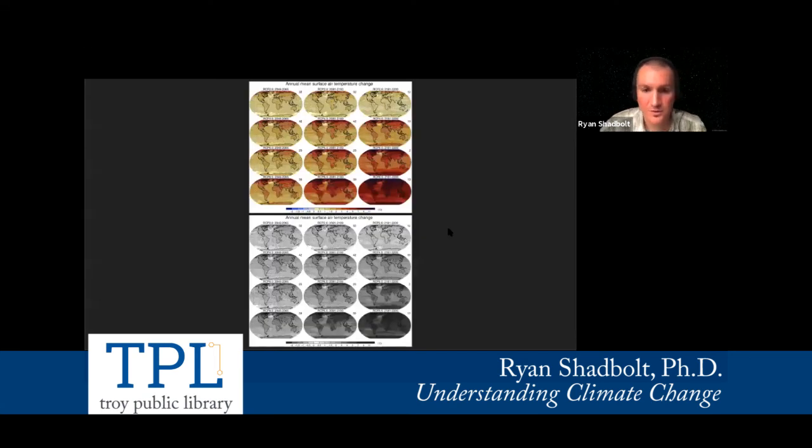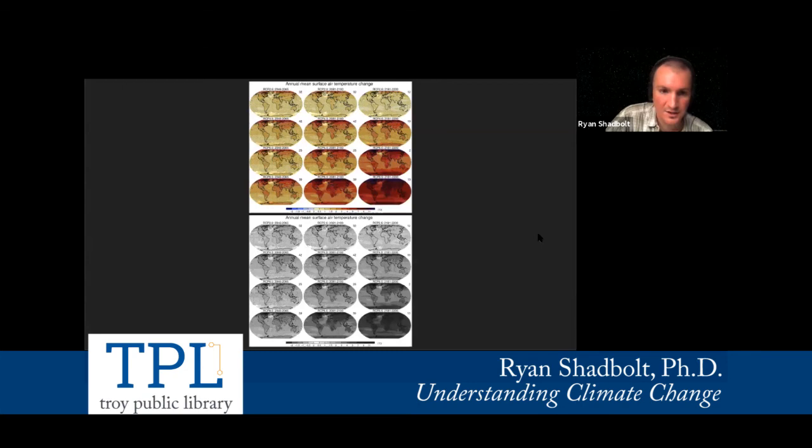Spatially, the temperatures will be felt differently. It's going to be most largely felt at the high latitudes in the northern hemisphere. Here you have the different scenarios, 2.6, 4.5, 6.0, and 8.5, and then over 3 different time periods, middle part of the century, the end of the century, and the end of the next century.